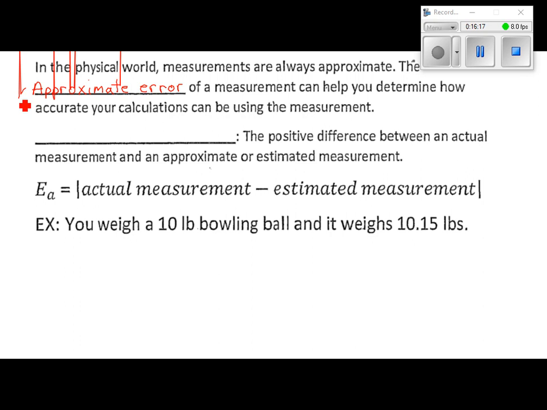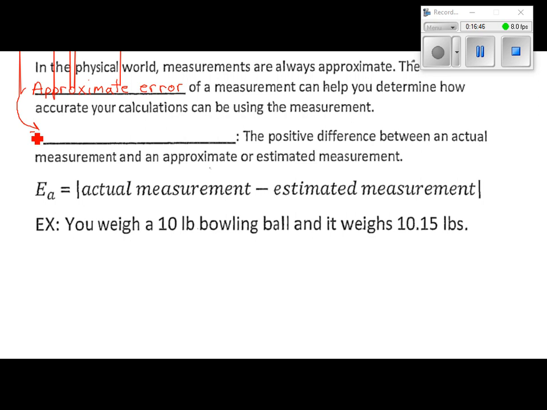Approximate error also goes in that blank. I'm going to cheat this time, so that way I don't have to try to not have it going all over the place. Approximate error is the positive difference between the actual measurement and the approximate or estimated measurement. Here's where you got to be careful. Actual measurement.